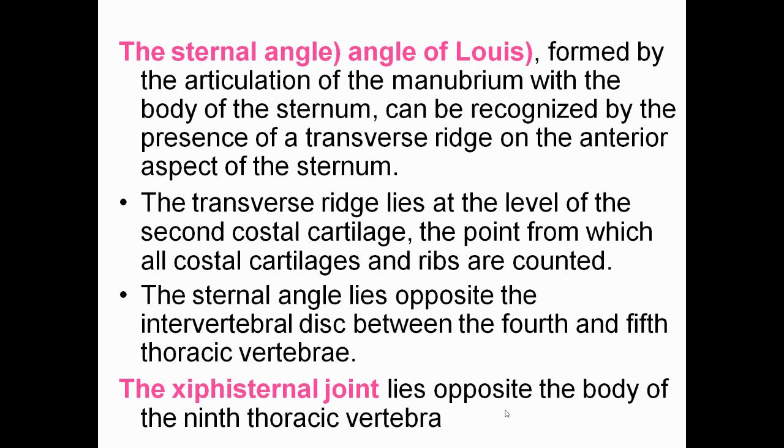The transverse ridge lies at the level of the second costal cartilage, the point from which all costal cartilage and ribs are counted. The sternal angle lies opposite the intervertebral disc between the fourth and fifth thoracic vertebra. The xiphisternal joint lies opposite the body of the ninth thoracic vertebra.